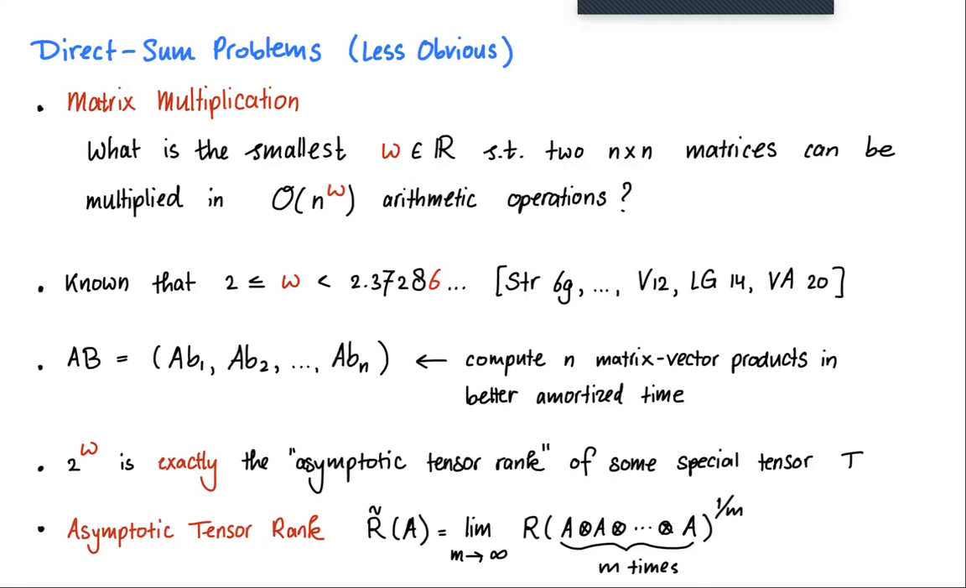And here's another way of thinking of this as a direct sum problem, namely this 2 to the power omega is exactly the asymptotic tensor rank of some special tensor T. And here, this is not very important, but it's only for the backstory here. This asymptotic tensor rank of a tensor A is defined as the rank of the product of m copies of A to the power 1 over m, where we let m go to infinity. So you see that this is also some sort of amortized parameter, this asymptotic rank.